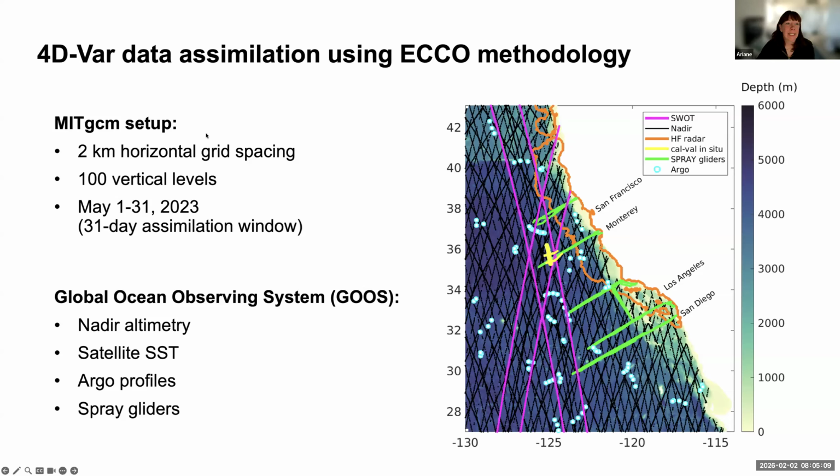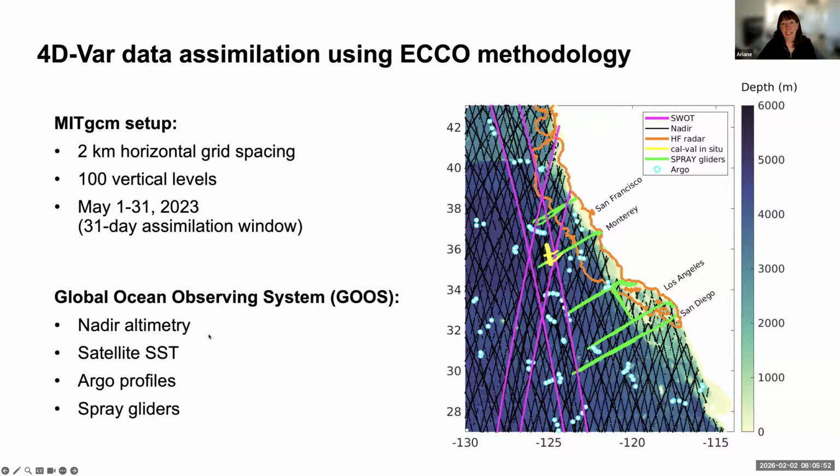So the setup is the MITgcm with a 2-kilometer horizontal grid spacing. We have 100 vertical levels and a time step of 5 minutes. And we run the model for a 31-day period in May 2023, so during the CalVal period. And so our assimilation window is this entire 31-day period. So we're building on existing state estimates in the region. Ganesh and Matt have been doing data assimilation in the California current system for a while, and so we have a setup that's pretty well established.